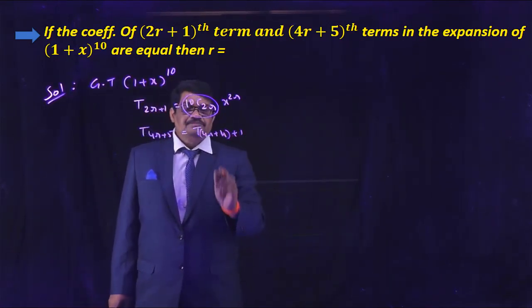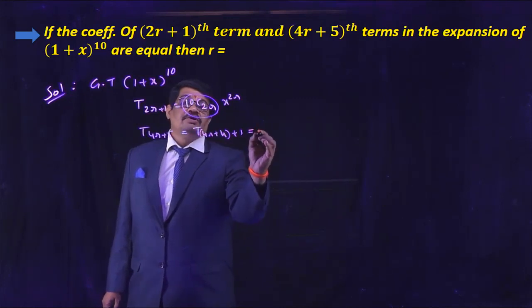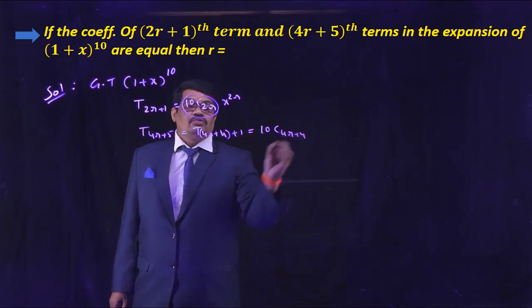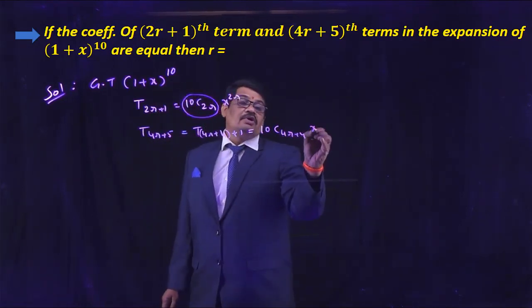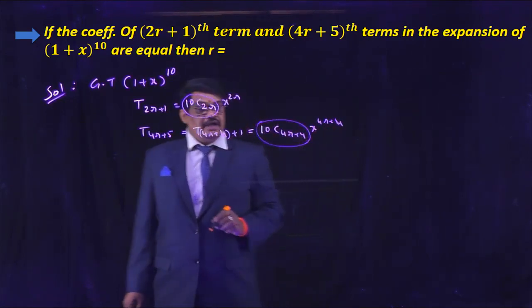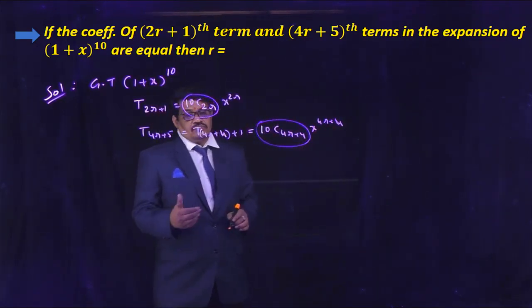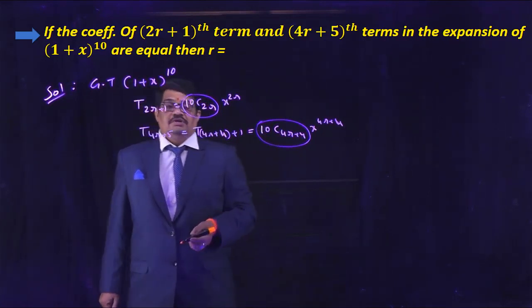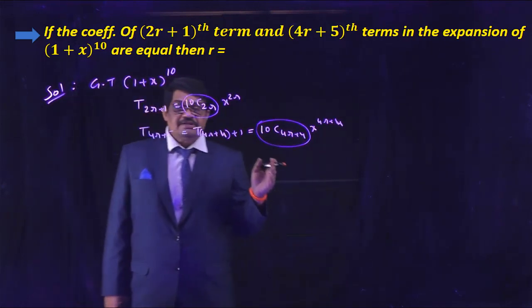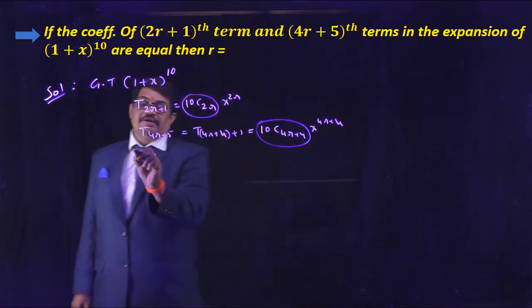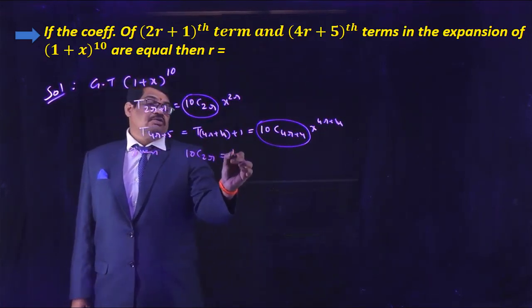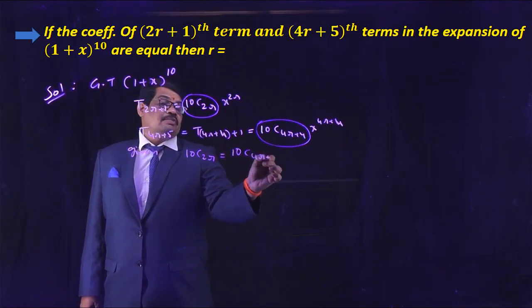That is equal to 10C(4r+4) x to the power of 4r+4. What is the quotient here? 10C(4r+4) is the quotient. So given that these quotients in the expansions are equal. Now given these two are equal, that is 10C(2r) is equal to 10C(4r+4).